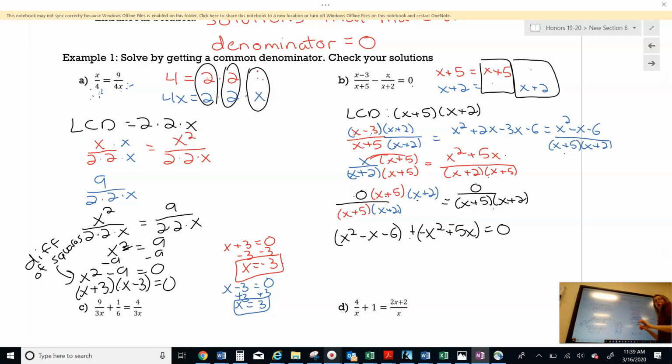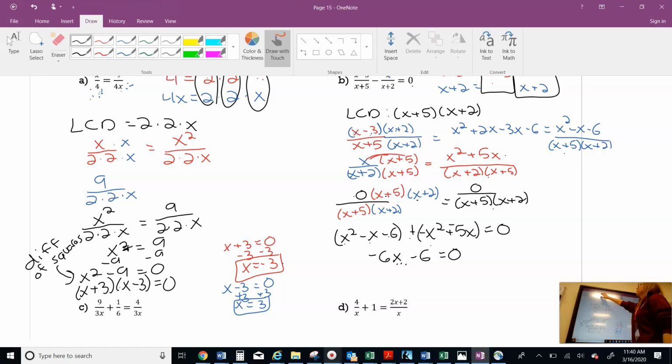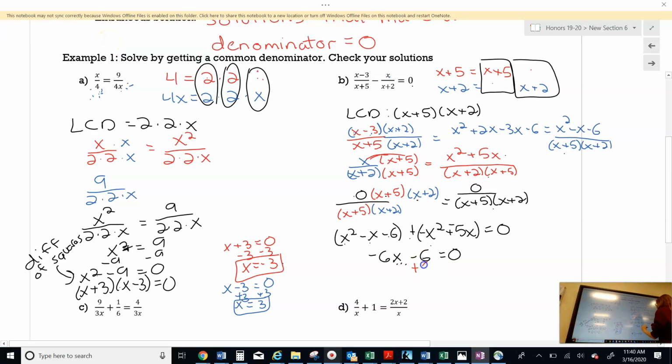Let's combine our like terms. We have x squared minus x squared. Those cancel. Negative x minus 5x is negative 6x. And then we have minus 6 equals 0. Okay? This is different. This had a squared. This does not. This is just simple solving, right? I'm going to add 6 to both sides. And I'm going to divide by negative 6. Okay.